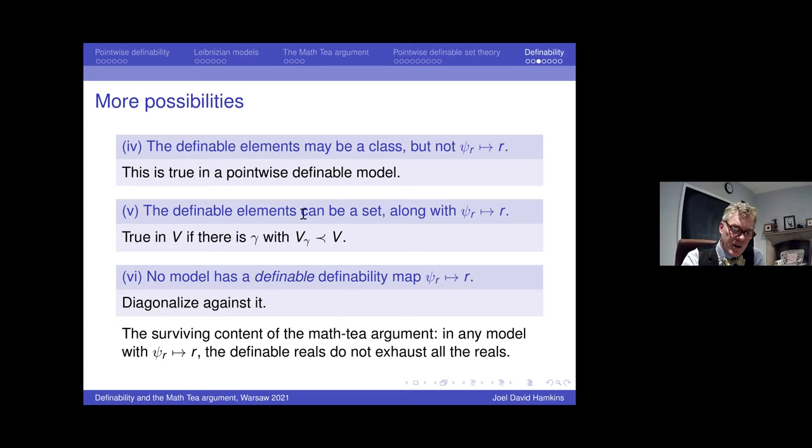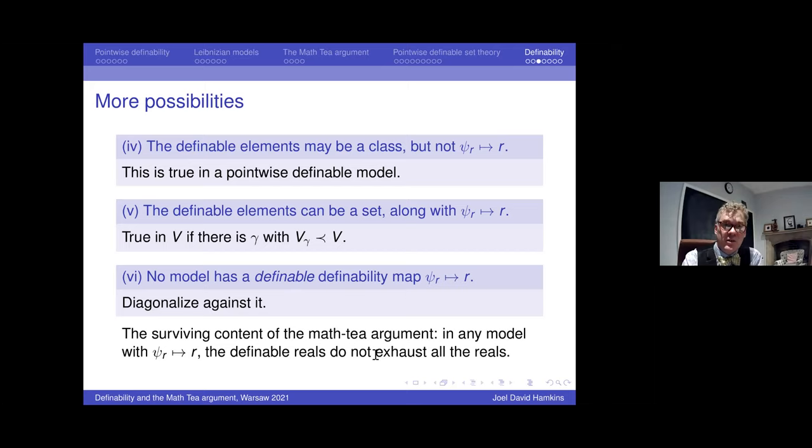And that's going to be true if I have a model V in which some rank initial segment V gamma is actually elementary in V, then the definable elements are just the definable elements of V gamma. And that exists in V because V has a truth predicate for V gamma and it can pick out the definable elements and so on. Okay, no model ever has a definable definability map because you could diagonalize against it. So the surviving content of the Math T argument seems to be that in any model that has access to this definability map, the definable reals do not exhaust all the reals.